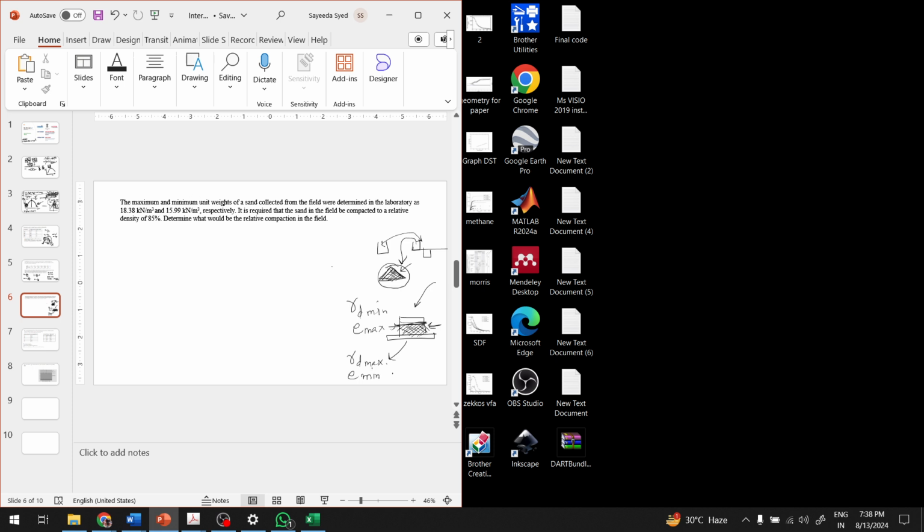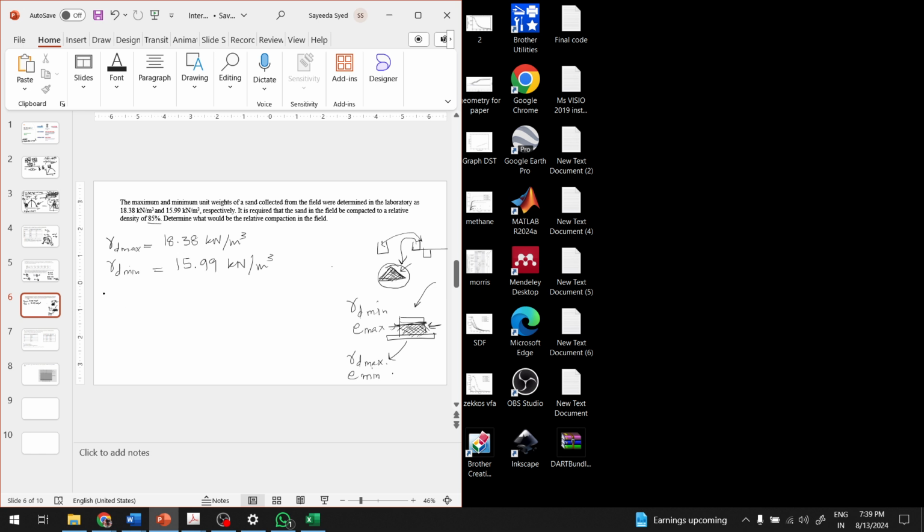So the maximum and the minimum unit weights of sand have been given. Gamma d maximum is 18.38 kilonewton per meter cube and gamma d minimum is 15.99 kilonewton per meter cube, respectively. It is required that the sand in the field be compacted to a relative density of 85%.